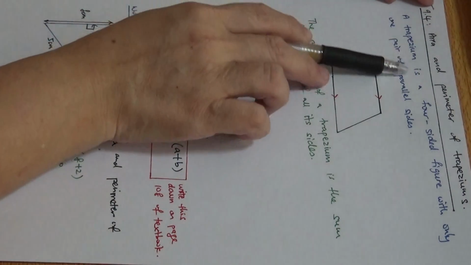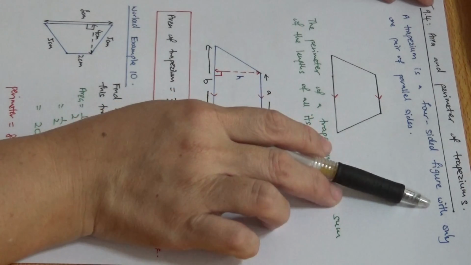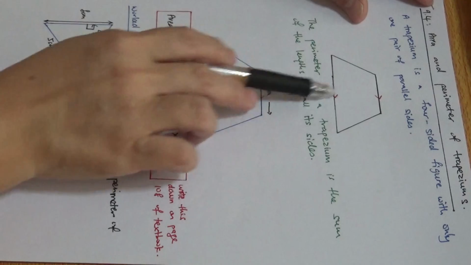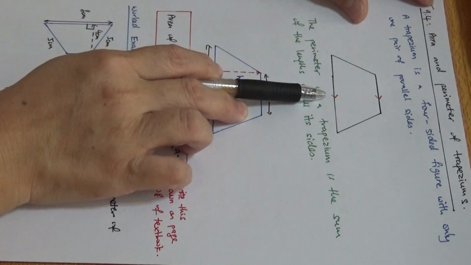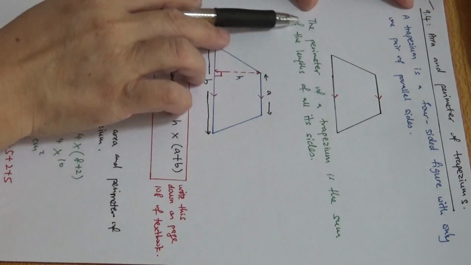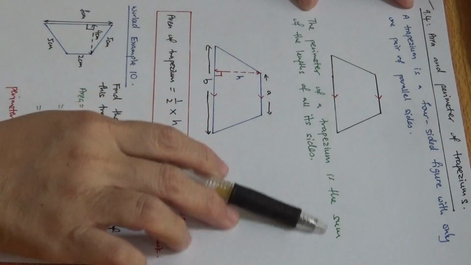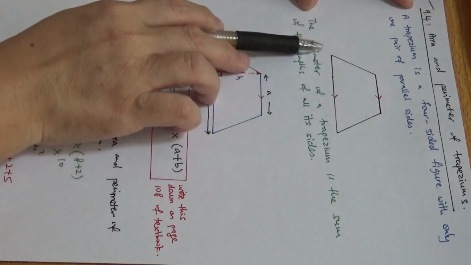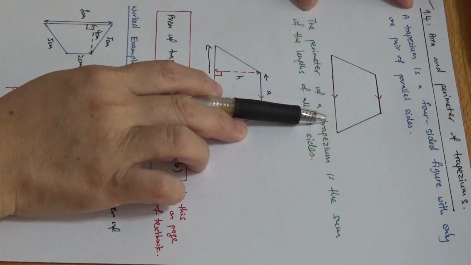Now, a trapezium is a four-sided figure with only one pair of parallel sides. This shows a trapezium and it has only got one pair of parallel sides. Now, the perimeter of a trapezium is the sum of the lengths of all its sides. That means we will add up all its sides and it will give us the perimeter.